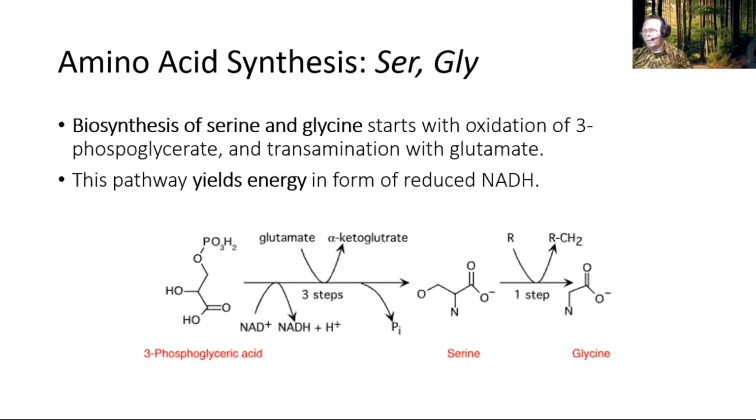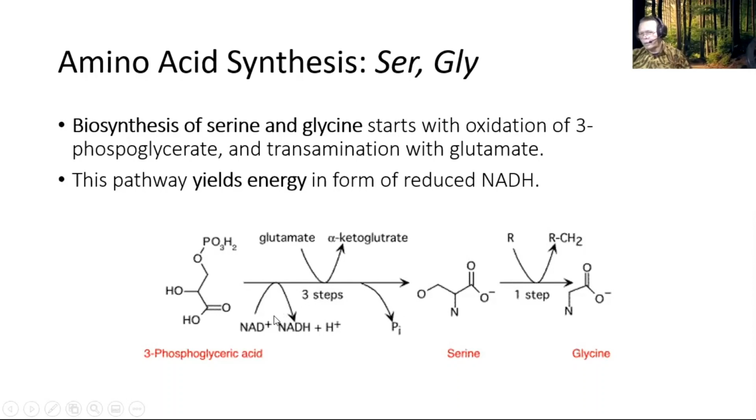Biosynthesis of serine and glycine starts with oxidation of 3-phosphoglycerate and transamination with glutamate. This pathway yields energy in the form of reduced NADH. Let's see this one. 3-phosphoglyceric acid will convert into serine by a three-step reaction.